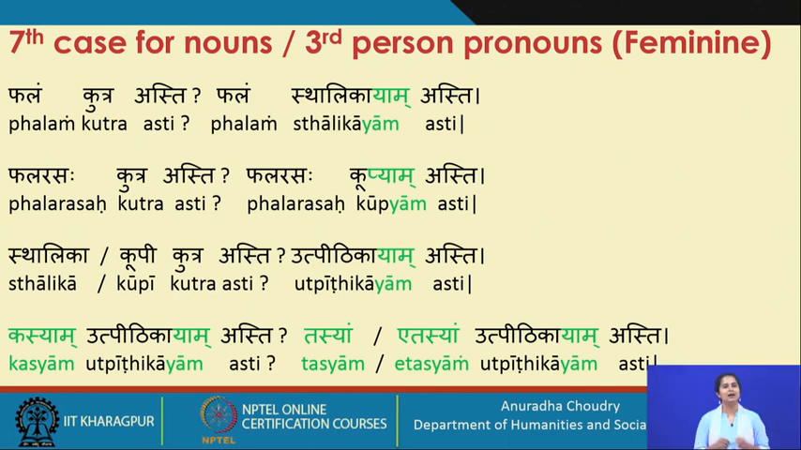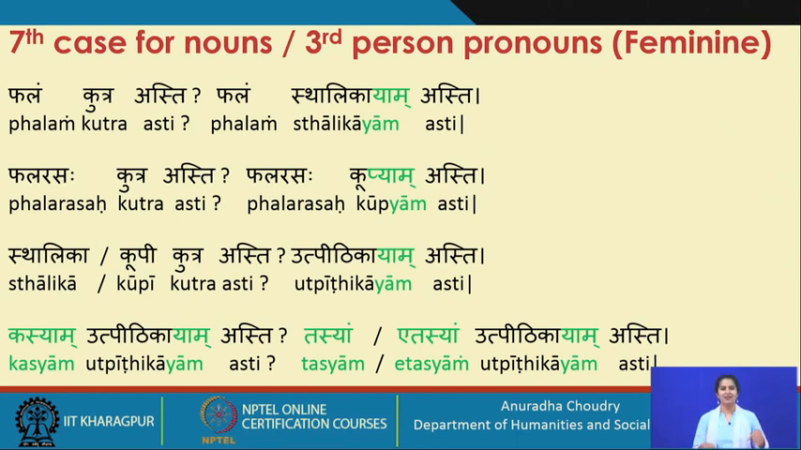Similarly, phalarasaha, which is fruit juice, kutra asti, phalarasaha kupyam asti. Uttamam. Now, sthalika kutra asti or kupi kutra asti? The next word is utpitika. Utpitika is the table. So utpitikayam asti. Now you need not repeat sthalika utpitikayam asti. It's understood. Okay. But you need to definitely practice the utpitikayam asti.